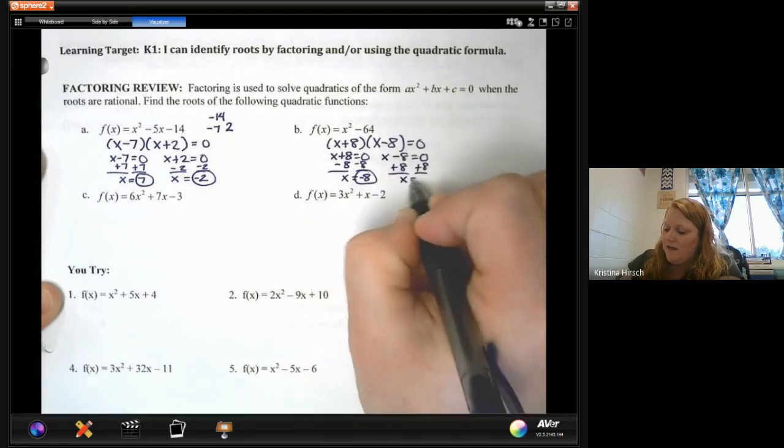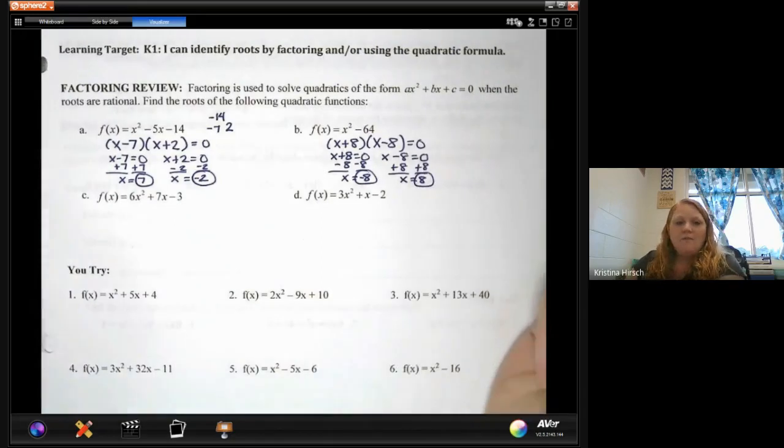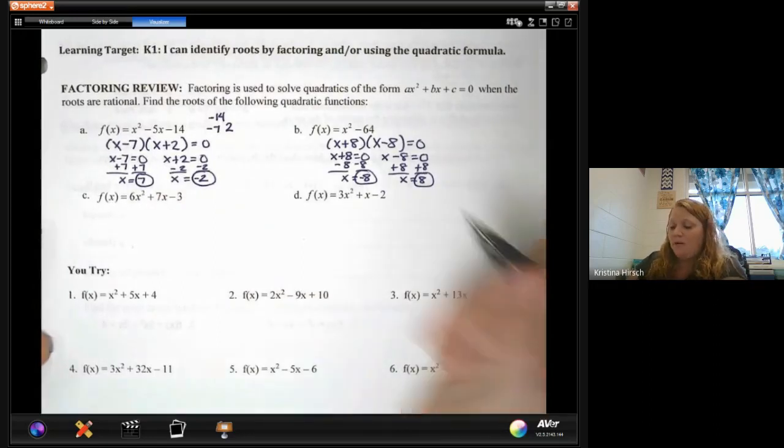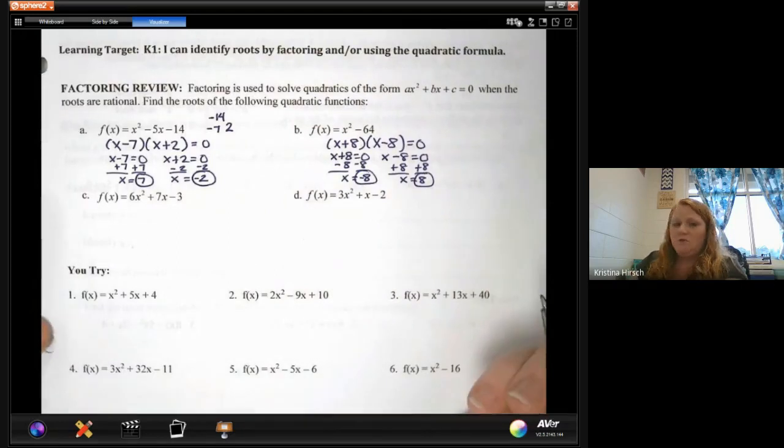All right, so I'm going through these a little quickly because we've already done a lot of factoring. We factored pretty extensively in Unit 1, but now we need it for Unit 3, so we just need to do a quick review.